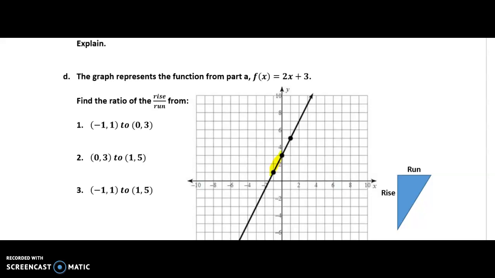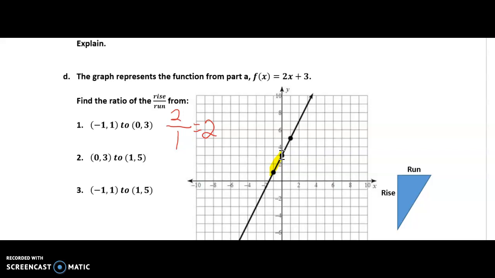All right, so finding the rise and run ratio for those 2 points, here I highlighted that little section of the line. Again, as we go from the point negative 1, 1, we're going to rise 2, and then we're going to run 1. The rise value is 2, so from this point, we're going to go up 2 boxes, and then run 1 box to the right to get to the point 0, comma 3. So the rise-run ratio is 2 over 1, which we can simplify down to 2.